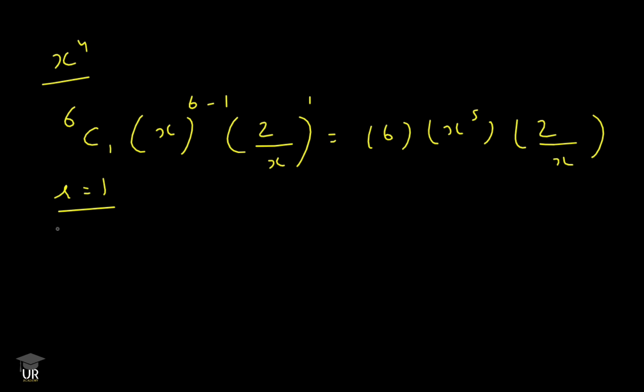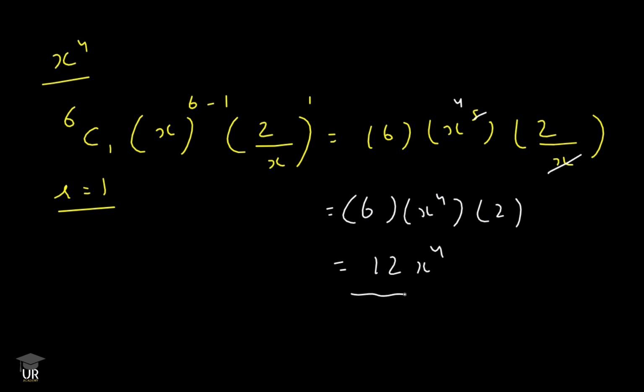So now x to the power 5, x will get cancelled out, so this will become x to the power 4. So now this will be 6 multiplied by x to the power 4 into 2. That will give you 12 x to the power 4. So here we calculated the coefficient of x to the power 4 directly through our formula.